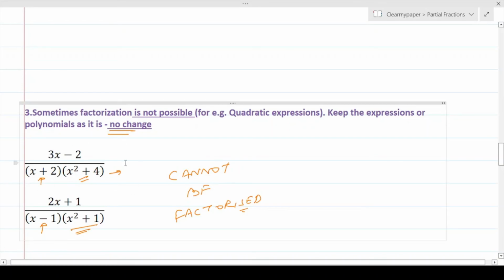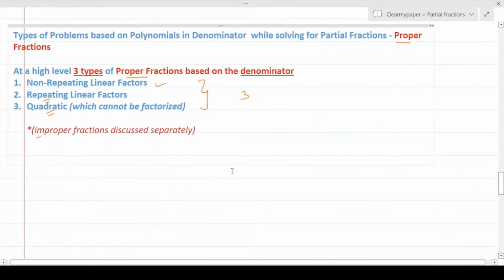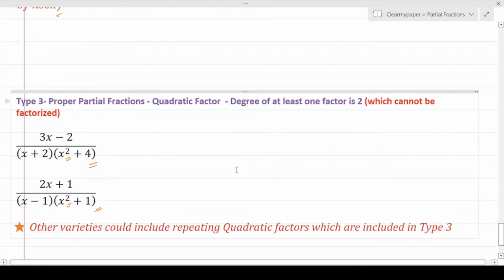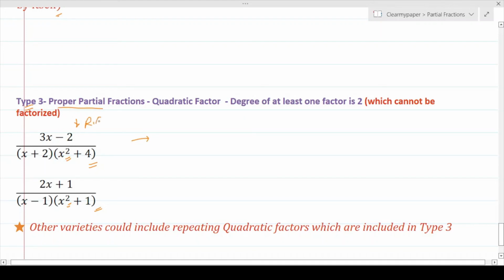And these are the same two examples that I've taken. It cannot be factorized. So in such cases, which is type 3, you might get a quadratic and you cannot factorize, so you just leave it as it is. We'll solve it in a different way, and that's type 3. So those are the three types of problems within the context of proper partial fractions that we might get when a given problem is supposed to be decomposed into partial fractions. That means we have a rational expression, which is a ratio of polynomials, and our objective is to decompose that into partial fractions in a simpler format. Based on which type it belongs to, we'll have a different method to do that.